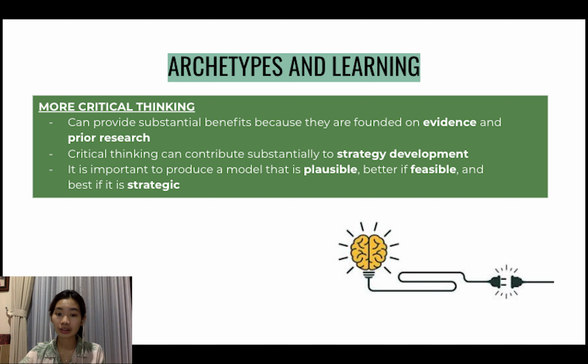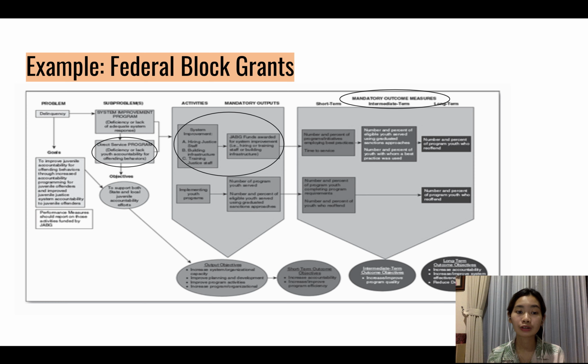It is very important to produce a model that is plausible, feasible, and also strategic. In addition to using archetypes, it is also a very good idea to employ research, literature, and also field practice in the model that we're going to implement. So this chapter also provides us with various program logic model examples, but today I would like to choose the federal block lens to explain a little bit more to you guys because I think it is very interesting and it is a little bit further than the education type of program logic models that we usually discuss in class.